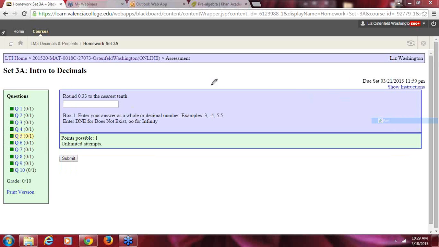This one is rounding. Round 0.33 or 33 hundredths to the nearest tenth. So this is the tenths place. We always have to look at the number to the right. Since this number is below 5, I'm going to stay the same. So I'm just going to get 0.3. And notice you don't write anything else after that. Whatever place it tells you to round to, that's the only number you write.